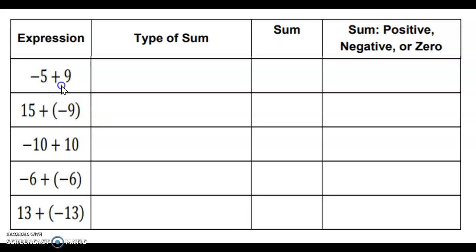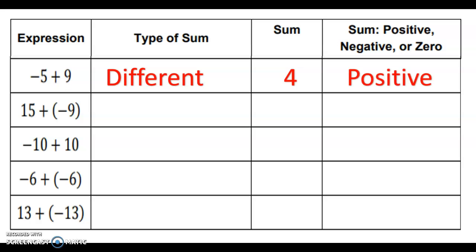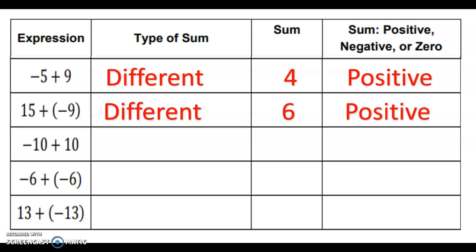This one, different signs. So if they're different, you're actually going to find the difference, which means subtract. So 9 minus 5 is 4. And there are more positives, so it's going to be a positive 4. 15 plus negative 9, different signs. So we're going to find the difference or subtract. We get 6, and there's more positives, so it's a positive 6. Negative 10 plus 10, those are different signs. We're going to subtract, but they are opposites also, so we get 0.